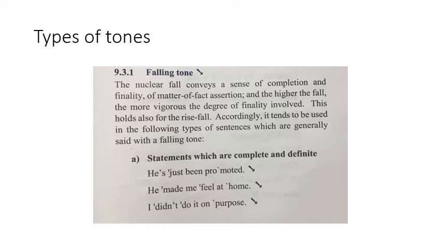إيش هي الفولينج تون؟ لما تكون النغمة عندي نازلة تمام على النيوكليوس. The nuclear fall conveys a sense of completion and finality, a matter of fact assertion. معنى إنه أنا يكون عندي falling tone بتعطيني إيحاء اكتمال، أو إنه الجملة هذه عن نهايتها، أو a matter of fact assertion، حدا متأكد من كلامه.